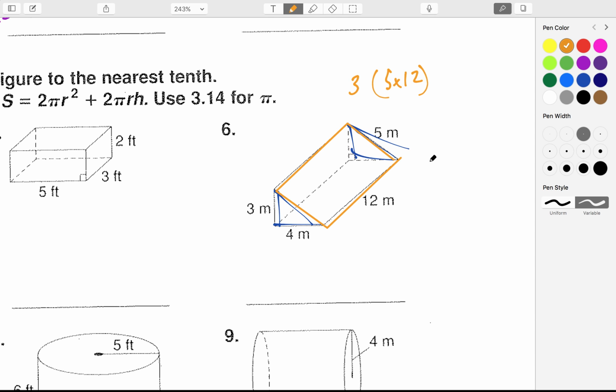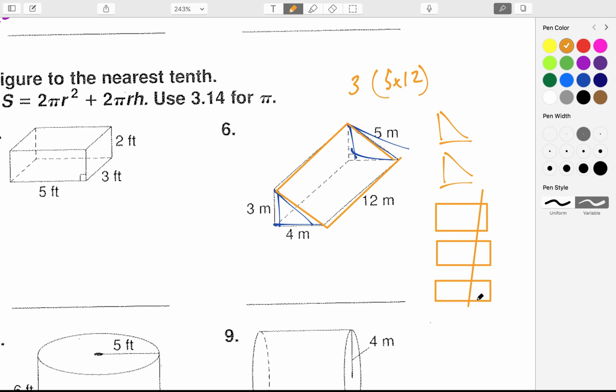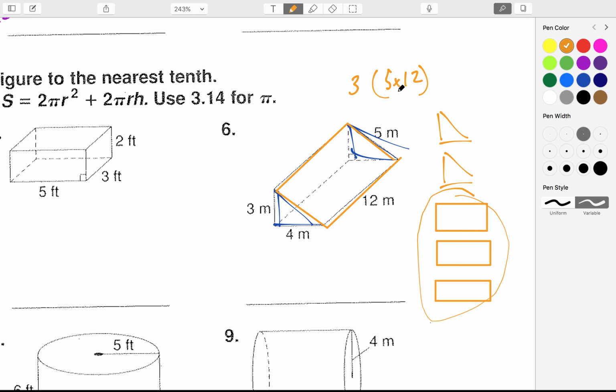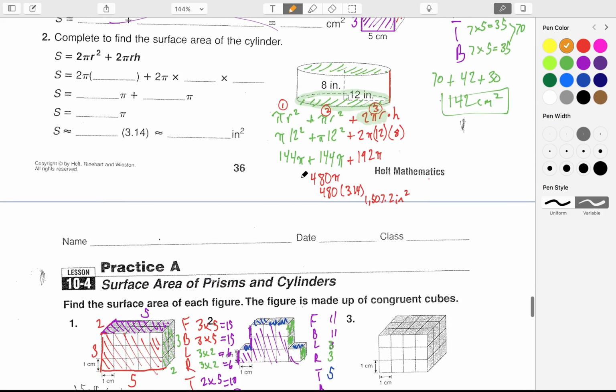So if we were to break this box up, you would have a triangle top, bottom, and then you would have 3 rectangles. So you have to find the area of each of these. Luckily, these 3 rectangles here are actually the same, so that's why you could just do 5 times 12 and then times 3 and work that out. All right. Okay, I think you're all set for 10-4.